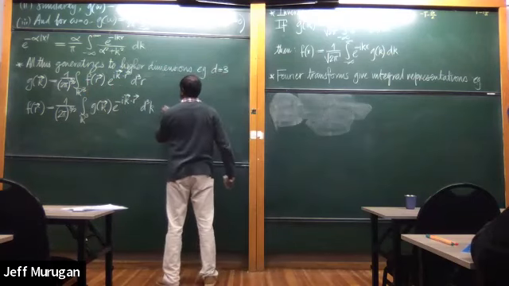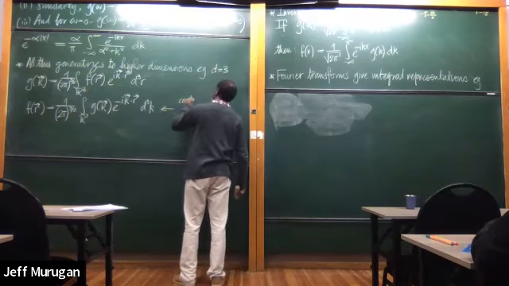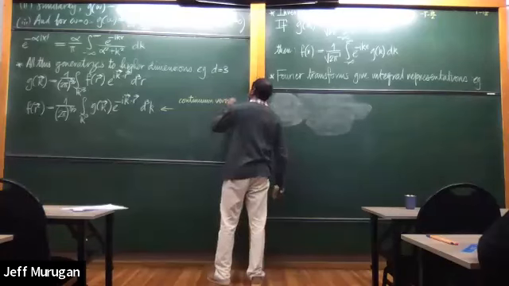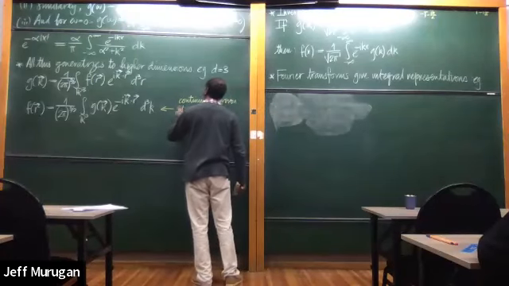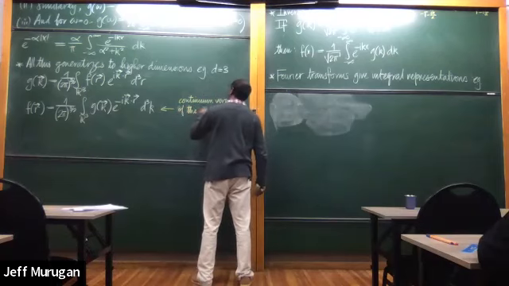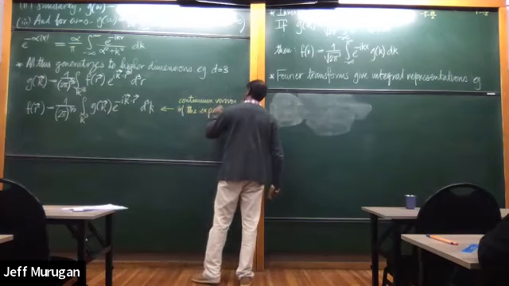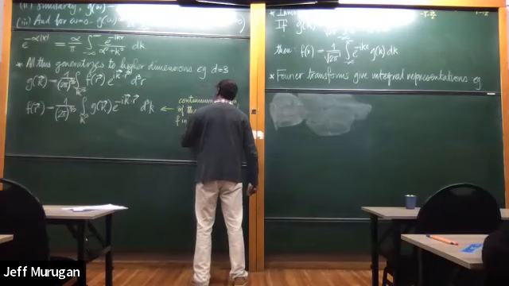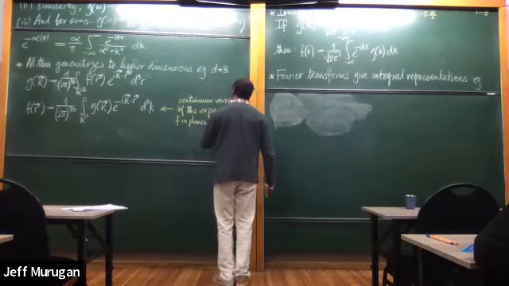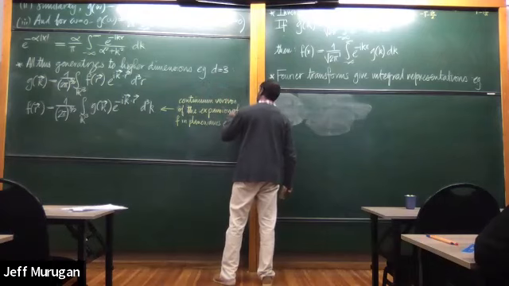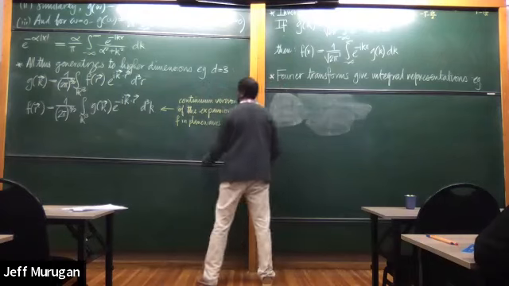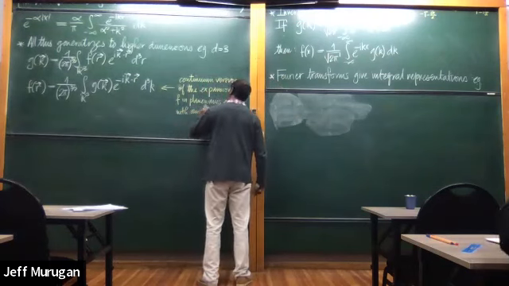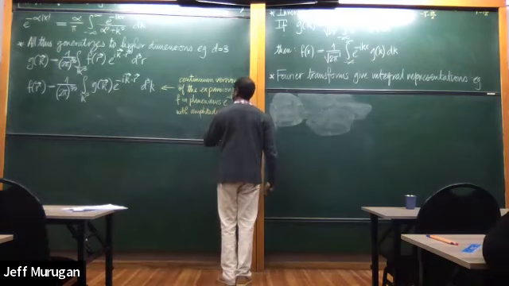So this is a continuum version of the expansion of f in plane waves e to the minus i k r with amplitude g.